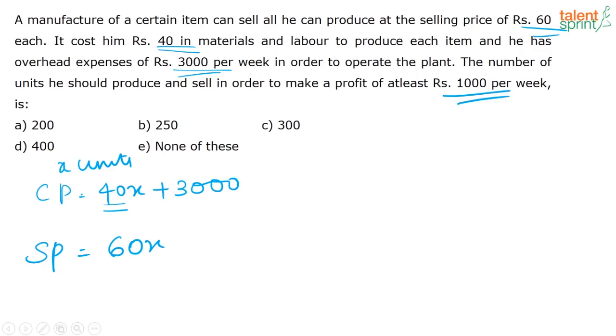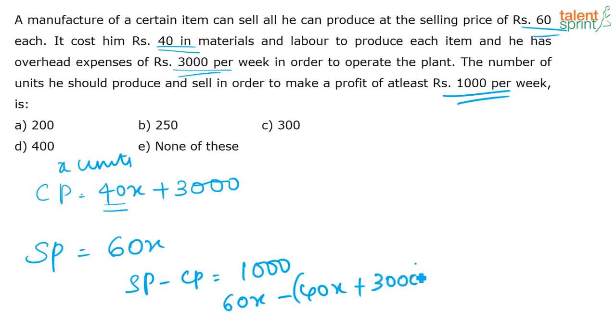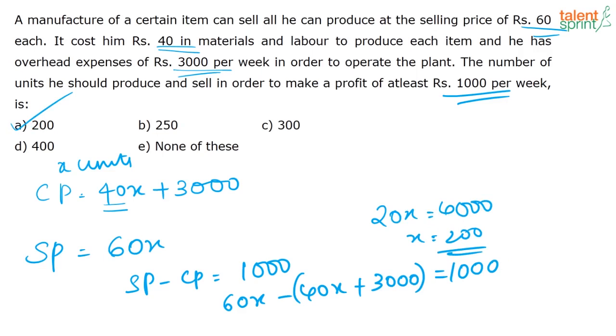So if he has to make a profit of 1000 rupees per week, your selling price minus cost price has to be 1000, correct? Or I can say 60X minus (40x plus 3000) is equal to 1000. So if you simplify this, what do you get? You get 20x is equal to, take this that side, 4000, or you get x is equal to 200. So the answer for this question is option A.